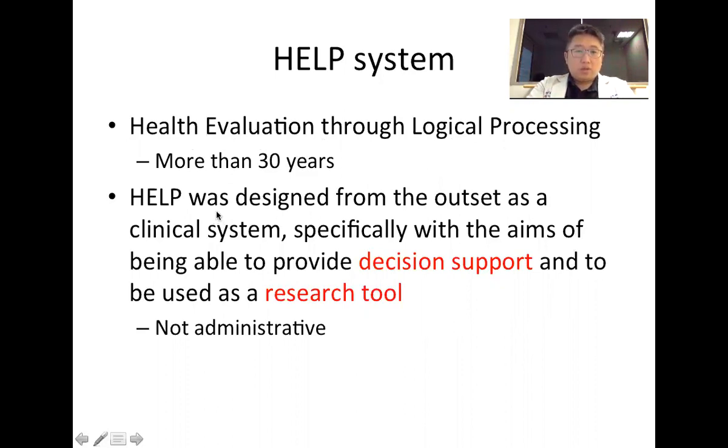And the interesting thing is HELP was designed, at the very beginning, with the goal to provide decision support and serve as a research tool, and it's not for administrative use. So you can imagine how advanced it was at their time. We will discuss some components of each of their systems. You can see that their design and their ambitions were very thorough.